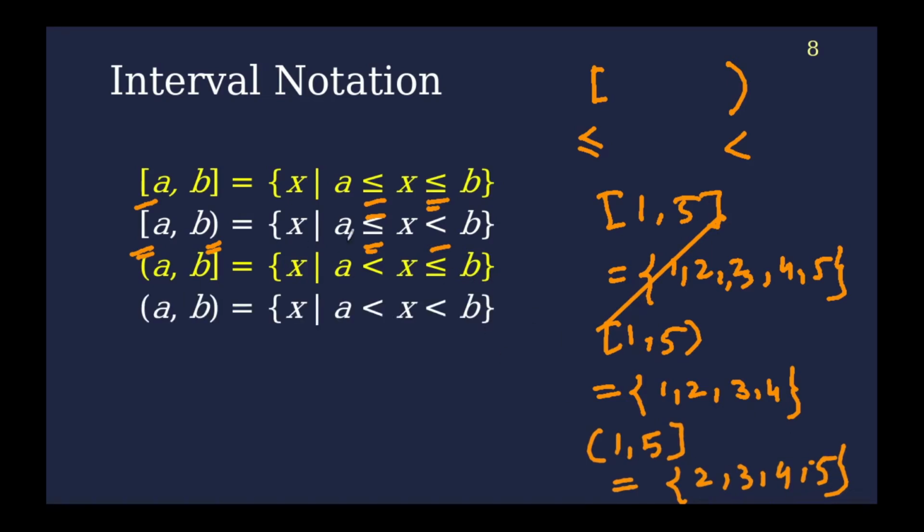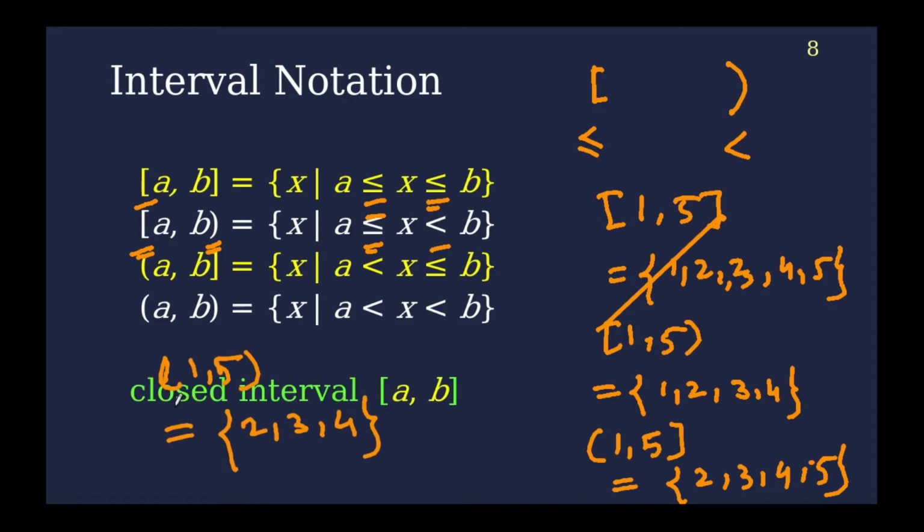And the final notation, now you can tell me, if the set is represented in interval notation as (1, 5), then the elements of the set will be 2, 3, and 4. Round bracket, both elements are excluded. So this is the interval notation that you should be knowing. These are called the closed interval notation and the open interval notation.